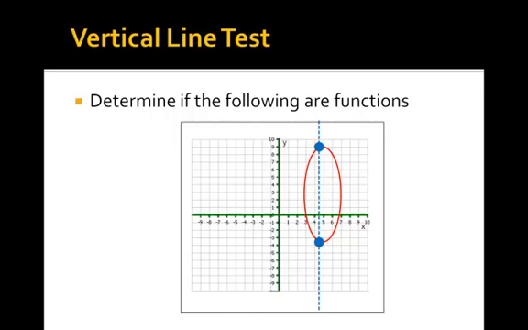Let's try another one. Here I have another line. Do you think this one's a function or not? This one is a function. No matter where I put my vertical line, it only crosses in one spot.